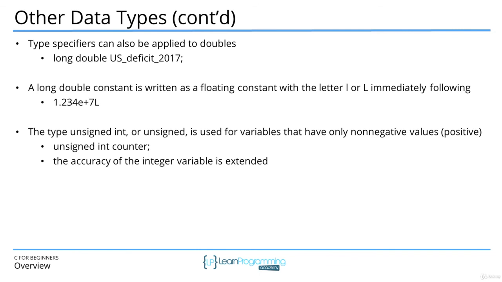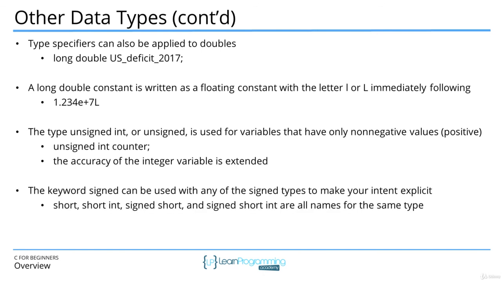And again, this allows the accuracy of the integer variable to be extended to only allow positive values. So it's making your program more efficient by using all of these more specified data types. Also, there's the signed data type that can be applied to ints, floats, and doubles, or shorts: signed short, signed int. It can be used with any of the types to make the intent more explicit. Signed shorts, signed ints, short ints, shorts, they're all the same. Signed means that it can be negative and positive.